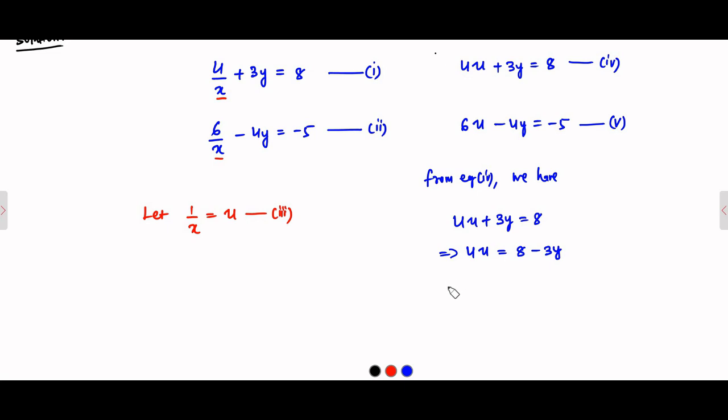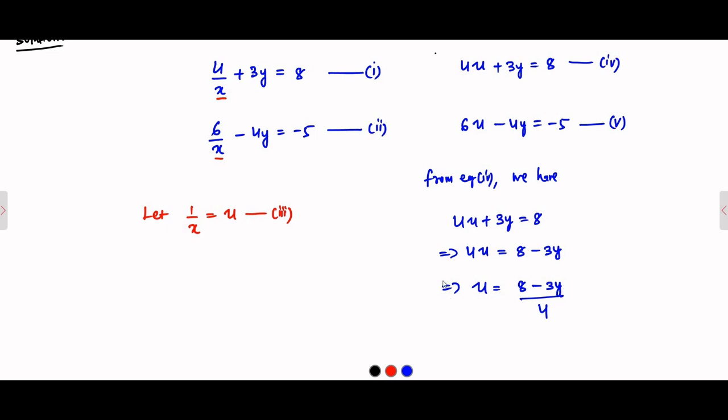That implies u is equal to (8 minus 3y) by 4. Okay, we have got u in terms of y. This is the main principle of the substitution method: we express one variable in terms of the other.